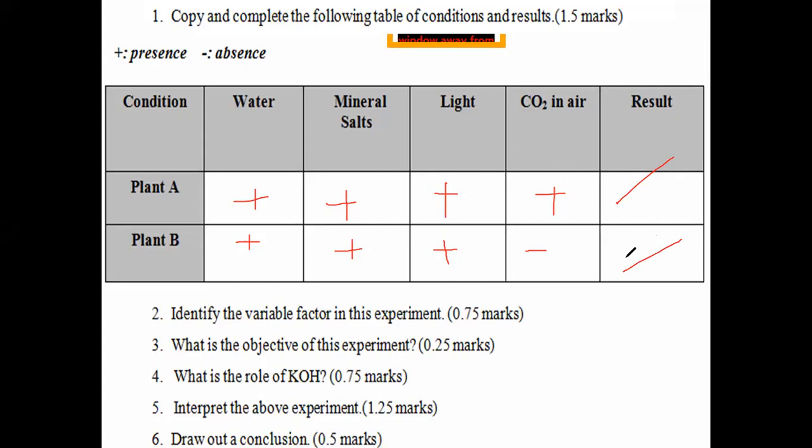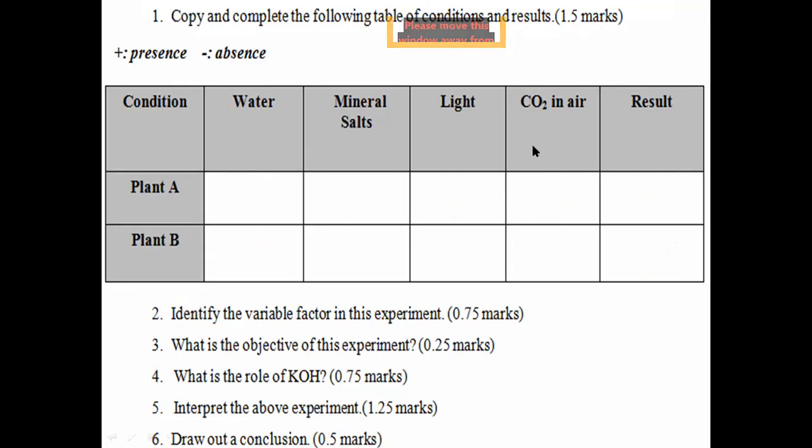Identify the variable factor. Whenever I say any verb at the rhyme of Wi-Fi, like identify, specify, classify, justify, verify also, all of them at the rhyme of Wi-Fi, we have to justify. If we don't justify, you won't get the full mark. What is the variable factor? It's the carbon dioxide. It's present in plant A while it's absent in plant B. What is the objective?